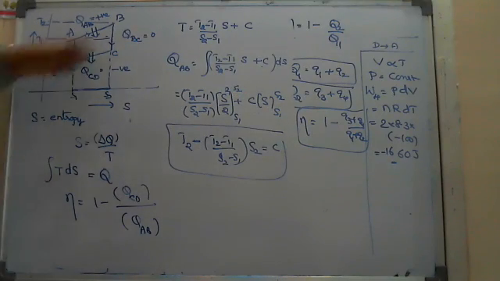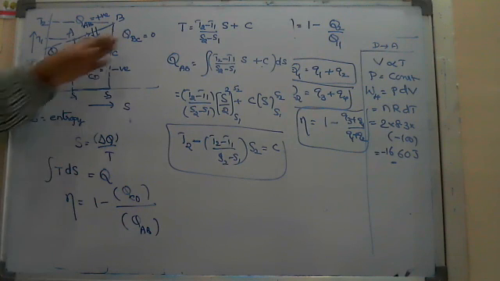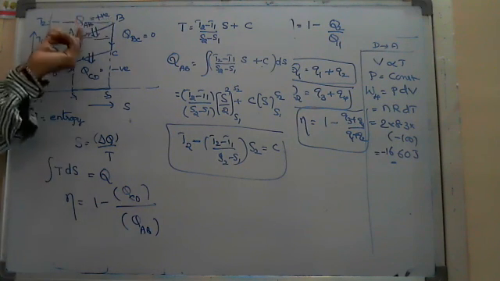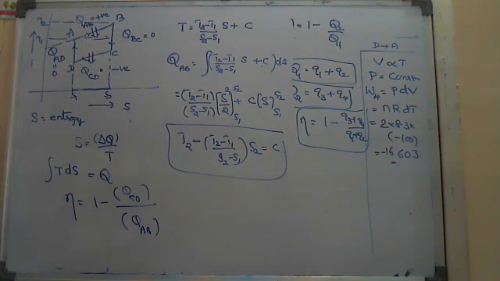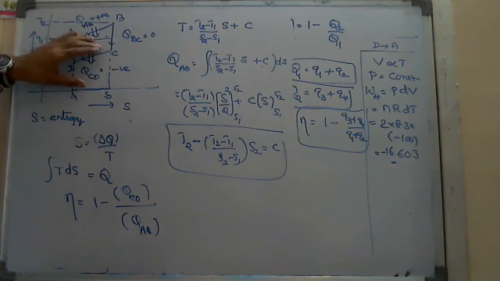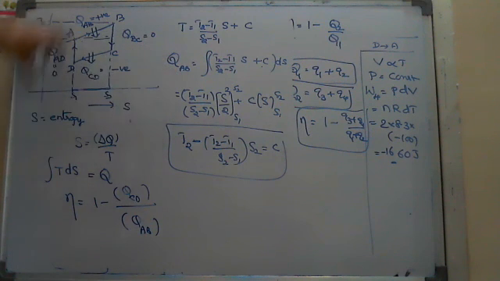In the same way, try to find out from C to D. Finding Q from A to B is a little bit related to integration. This is the ST graph, and from the ST graph, this is how to find the amount of heat absorbed and the amount of heat rejected, and from those two, how to find the efficiency of the cycle.